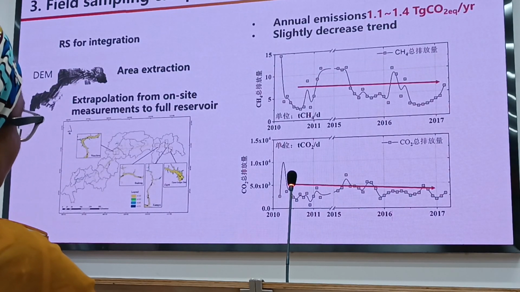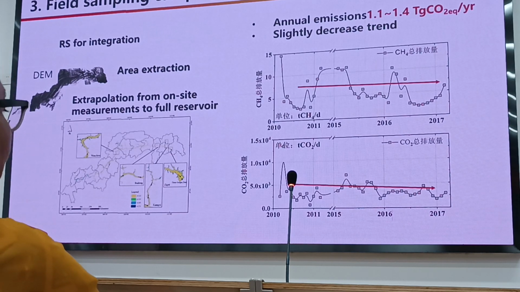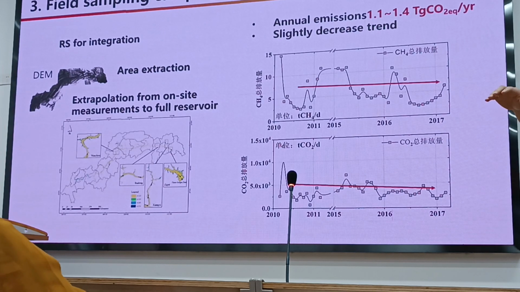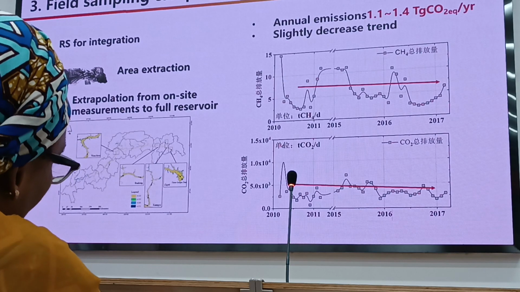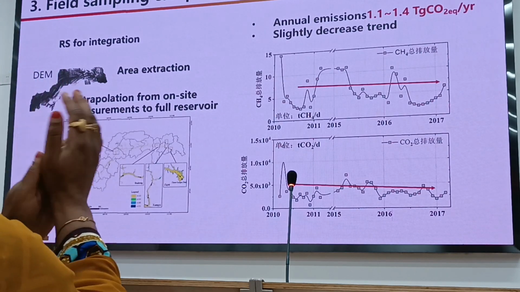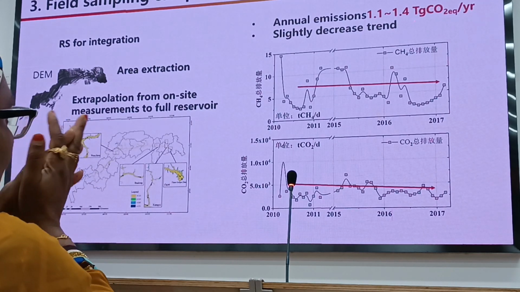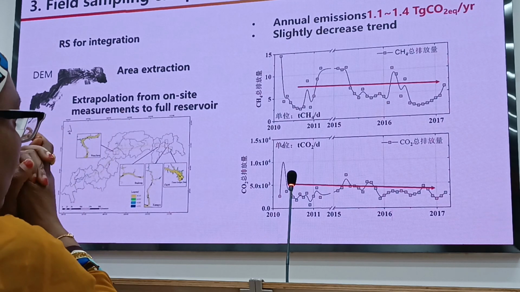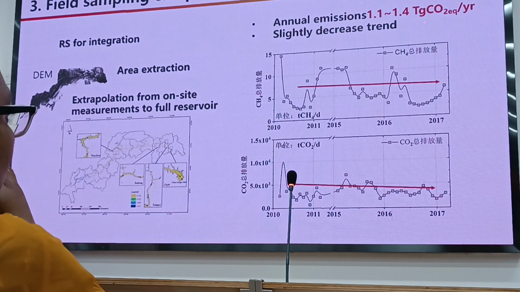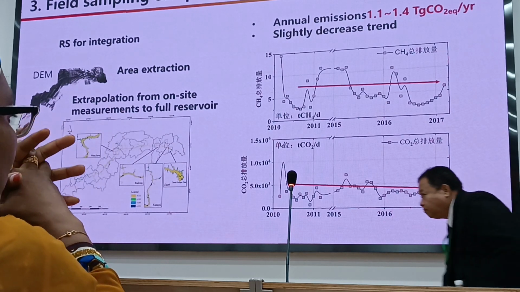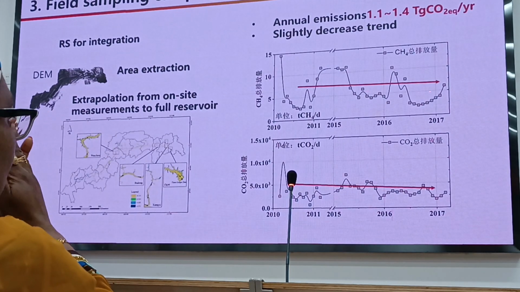We have a large remote sensing dataset and integrate different sampling sites, because we take samples at different sampling sites. And we know the water surface area of the Three Gorges and we just integrate them. Then we find that it's around 1.4 teragrams of carbon dioxide equivalent per year. And it shows a slightly decreased trend of carbon dioxide and methane. Why?